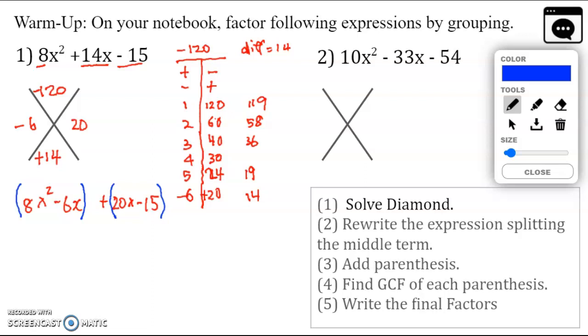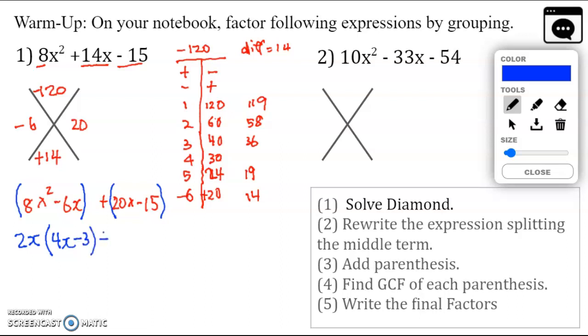Now I look at the first parenthesis and look for the GCF. The 8 and 6, they are both even numbers. That means I know that I can take at least 2 out. And of the variables, I have x squared and x, so I can take out x. So 2x times what is 8x squared? That's going to be 4x. 2x times what is negative 6x? That's going to be minus 3.